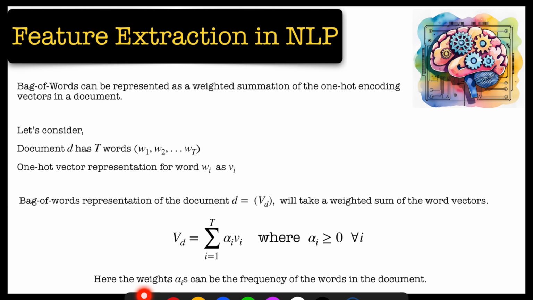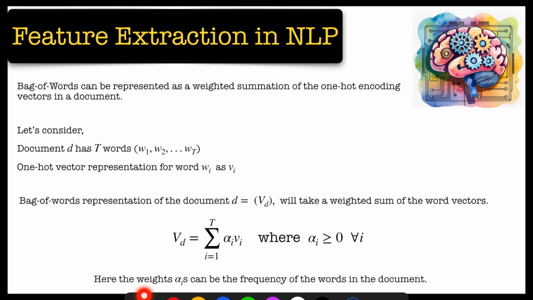Now bag of words can be represented as a weighted summation of one-hot encoding vectors in the document. It's basically we are just trying to come up with some formula to use. So let's consider the document D has T words like W1, W2 till WT. One-hot vector representation for word Wi is, let's say, Vi. So bag of words representation of the document D, let's say VD, will be the summation of all alpha i Vi. Vis are the one-hot vector representations and alpha i is some coefficient.